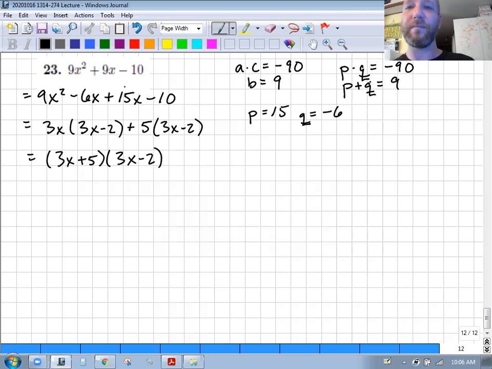All right. So again, if that hadn't worked out, we'd have had to resort to using the quadratic formula to find the factors. Okay.